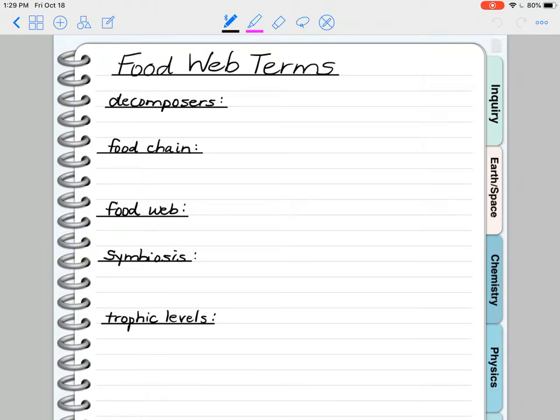Okay, I'm looking at the food web terms, and these go with the text on 164 through the end of the book, which is 166, because there's a practice test on 167. And we're starting with decomposers.